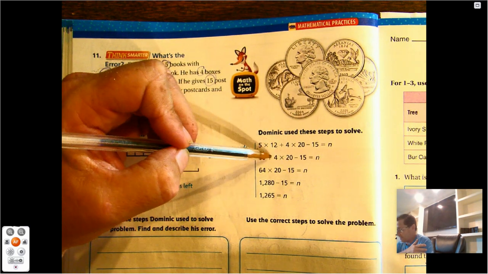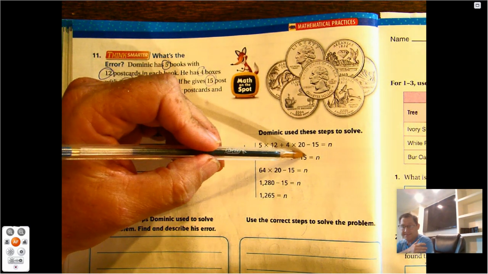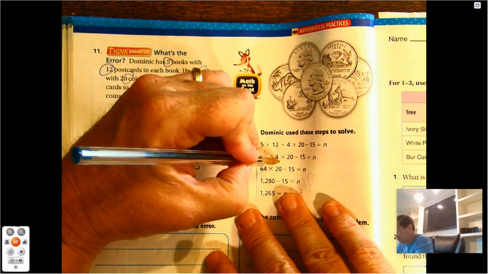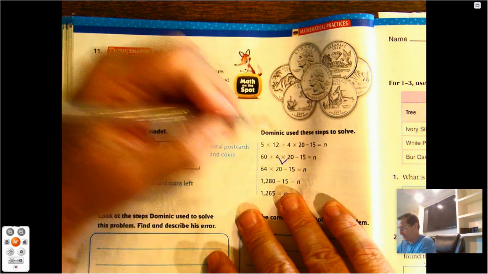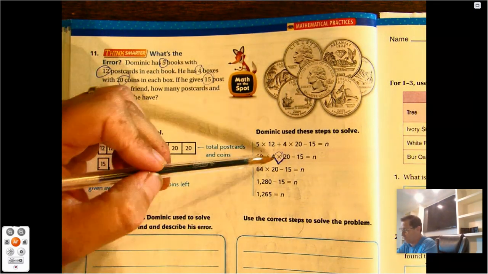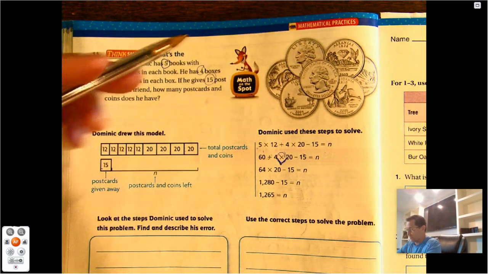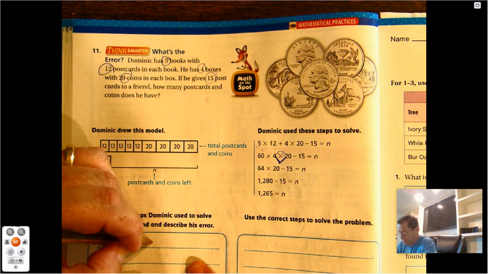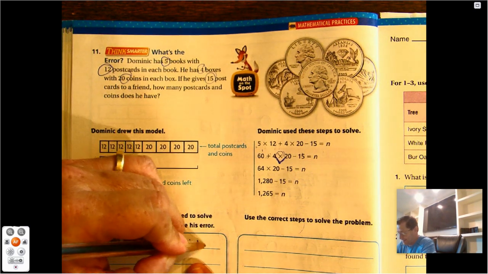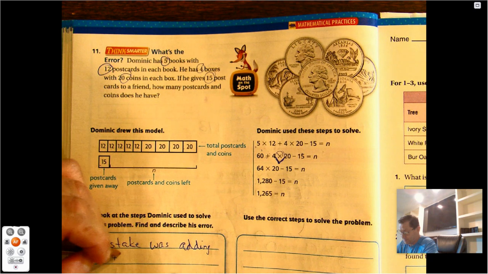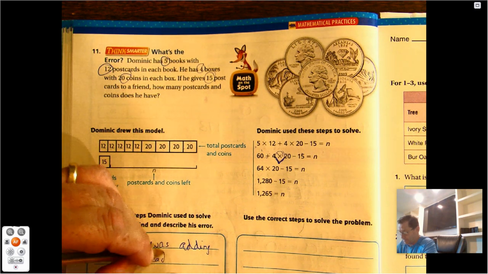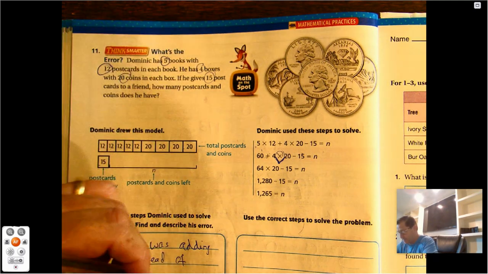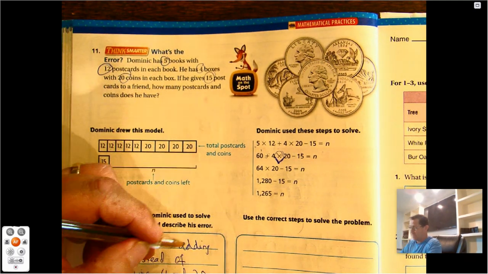Oh, but here, he should have simplified the multiplication because the multiplication is more important than addition or subtraction. So his mistake was adding 60 plus 4 instead of multiplying 4 and 20. So this was what it should have been. So 5 times 12 plus 4 times 20 minus 15 equals n.